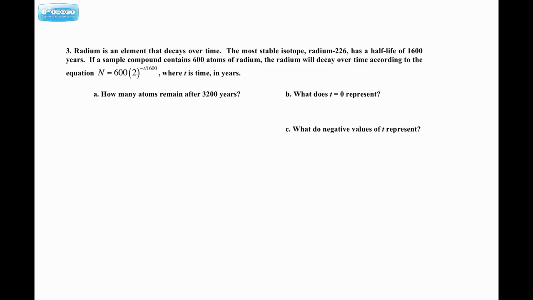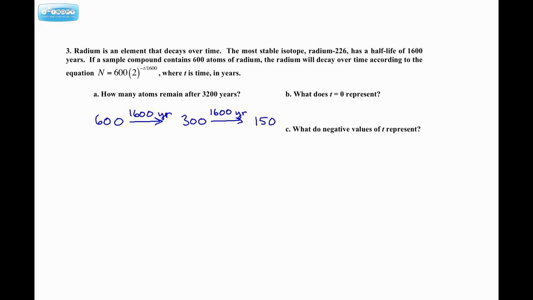Another 1600 years after that, well, that 300 will be cut in half again. So that would be 150. Well, it so happens that 3200 years is actually double the half-life of 1600. So you can think of 3200 years as 2 half-lives. So it's like you're cutting 600 in half twice. Right? So you have 600, and after 1600 years, you would have half of that left. And then in another 1600 years, you'll have half that again.